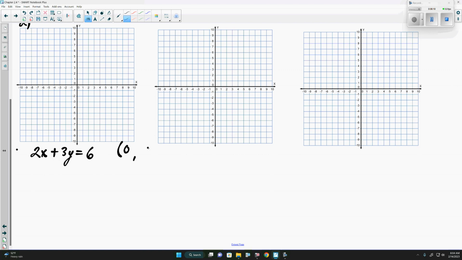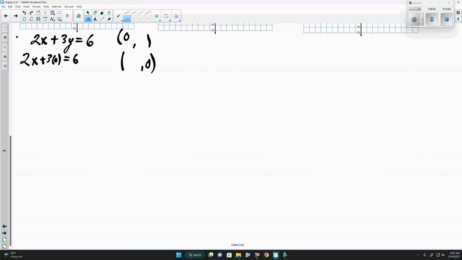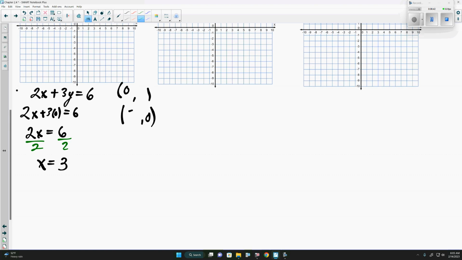The 2 main points, especially if it's in standard form, that I go for are the x and y intercepts. So we're looking at the x-intercept where y is 0. We're really saying that 2x plus 3 times 0 is equal to 6. Well, that's really just saying 2x is equal to 6. Divide by 2, so x is equal to 3. So one of the points is (3, 0).